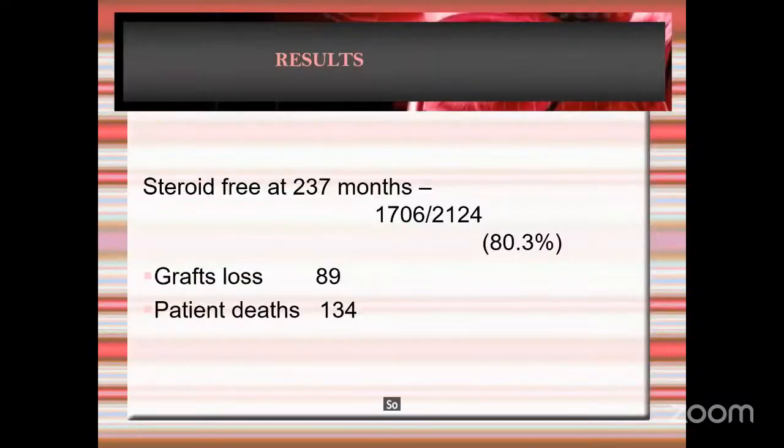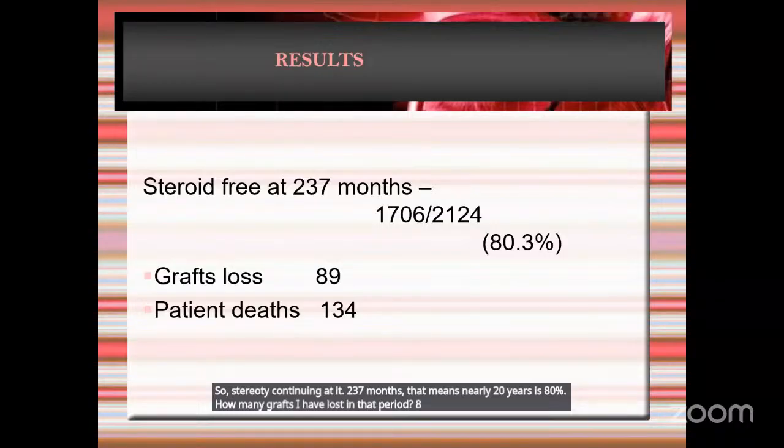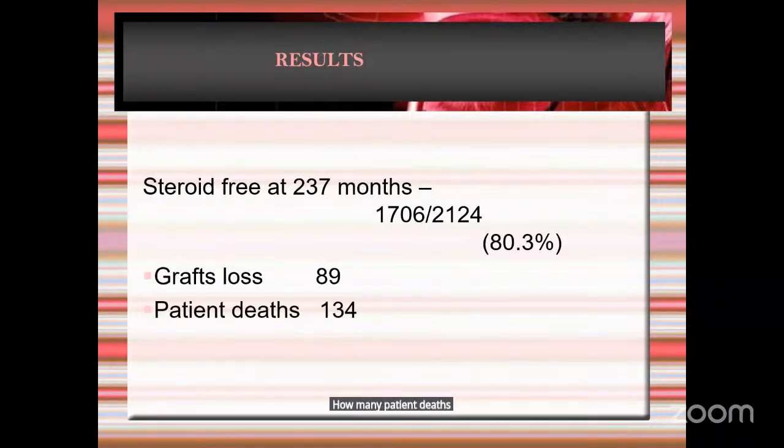So steroid-free continuing at 237 months, that means nearly 20 years, is 80%. How many grafts have I lost in that period? 89. How many patient deaths? 134.